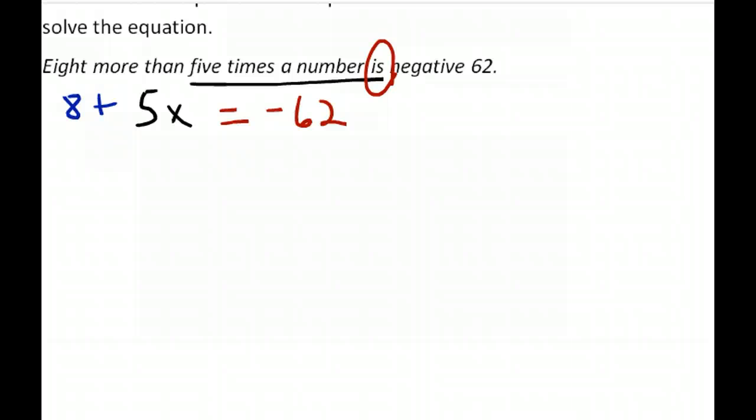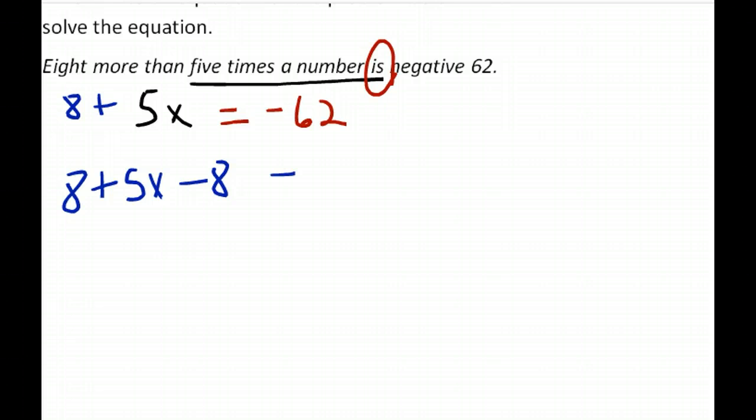We want to leave the 5x there, but we want the 8 to go away. So we're going to do 8 plus 5x minus 8, because that'll give us 8 minus 8. It'll make the 8 go away.